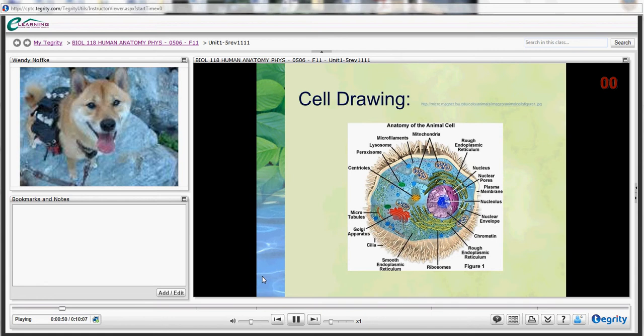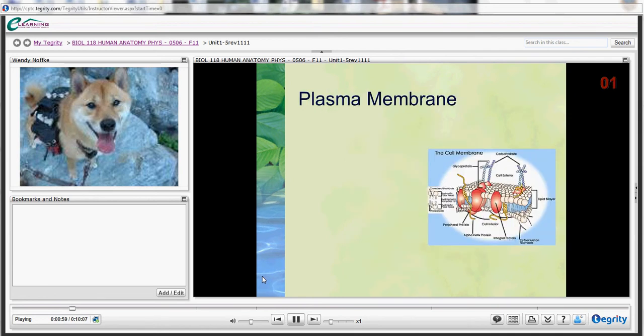Here we have an illustration of a cell. Keep in mind this is an artist's representation of what a cell would look like. If you were to view a cell under a light microscope, what you would typically see is a somewhat round object with a dark area near the center.